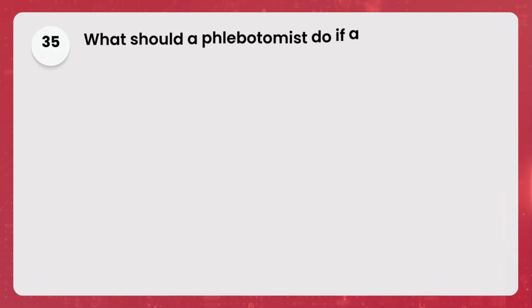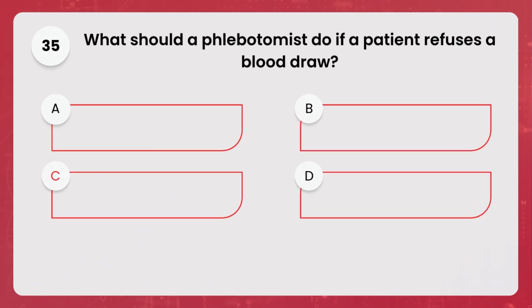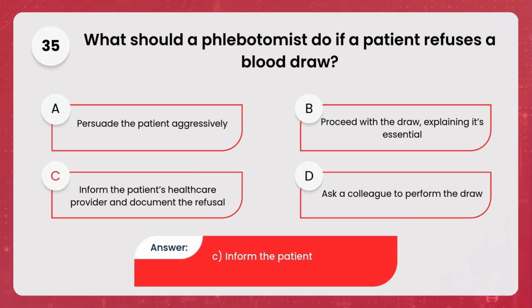Number 35. What should a phlebotomist do if a patient refuses a blood draw? A, persuade the patient aggressively. B, proceed with the draw, explaining it's essential. C, inform the patient's healthcare provider and document the refusal. D, ask a colleague to perform the draw. The answer is C, inform the patient's healthcare provider and document the refusal.